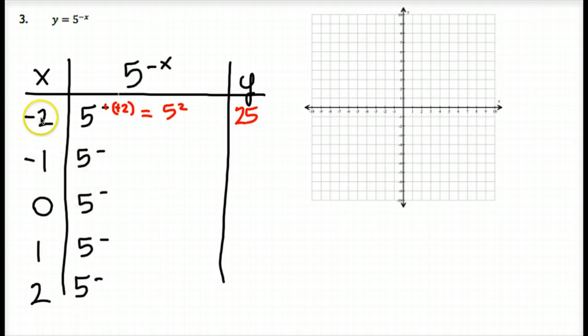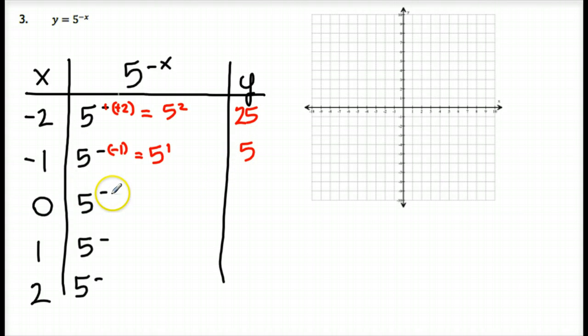Okay, so just be careful. When you're plugging a negative into an exponent that already has a negative in front of it, you're going to get a double negative, which makes it positive. Same thing happens when we plug in negative 1 here. We're doing 5 to the negative negative 1 power, which becomes 5 to the positive 1 power, which is just 5.